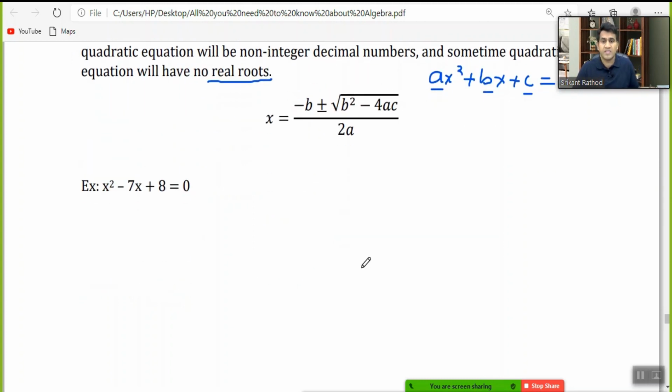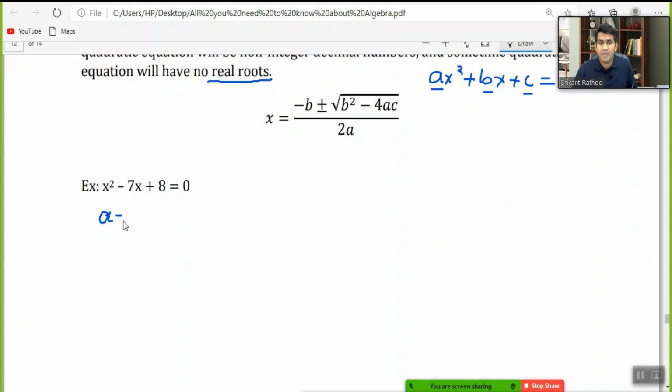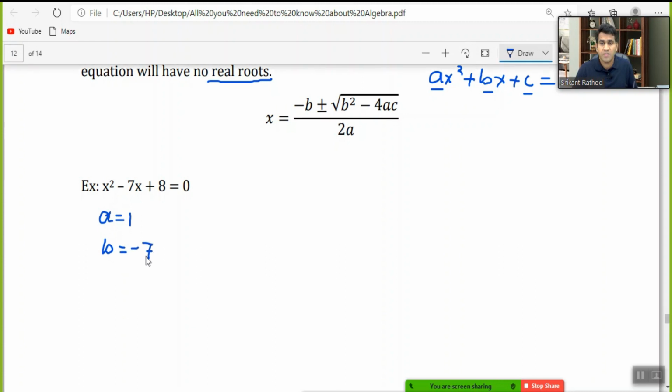Let's consider one example here. By looking at it, what is the value of a, what is the value of b, and what is the value of c we get, because we have to substitute in the formula. So I can say the value of a here is 1, because the coefficient of x square is nothing, which means 1. The value of b here is -7, and the value of c is 8, right? So substitute these values to solve for x.